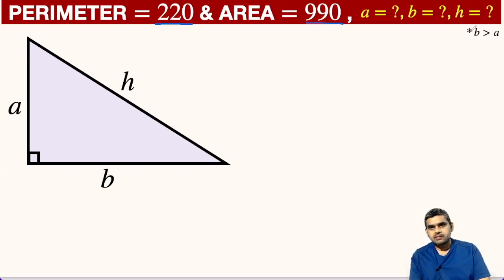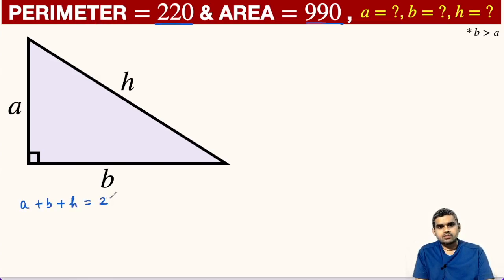Also, there is a star mark here which says that side B is greater than side A. So let us start solving this question. The information that is given to us is the perimeter is 220. So from here we will get A plus B plus H is equal to 220. This will be our first equation.